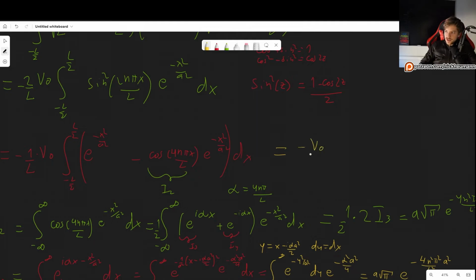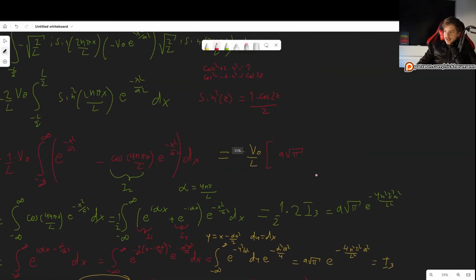So let's continue to the side. So we had minus v0 over L. We haven't solved this integral yet. So taking the limits to go to infinity, this is simply a Gaussian integral. And we know how to solve that. That is simply square root of pi divided by 1 over a squared, or basically a square root of pi. Now, this is a square root of pi minus our result, so minus a square root of pi e to the minus 4n squared pi squared a squared L squared.